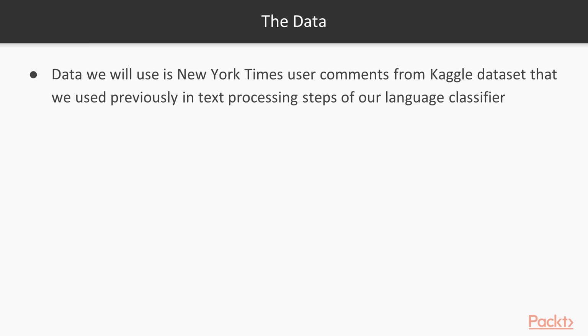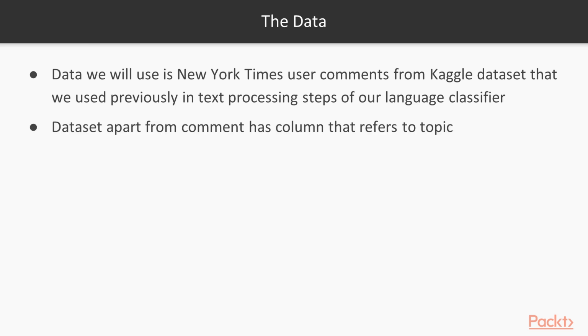The data that we will use is the New York Times user comments from Kaggle dataset that we used previously in the text processing steps of our language classifier. This dataset, apart from the comment, has a column that refers to the topic, and this is useful because we can train a model on this.